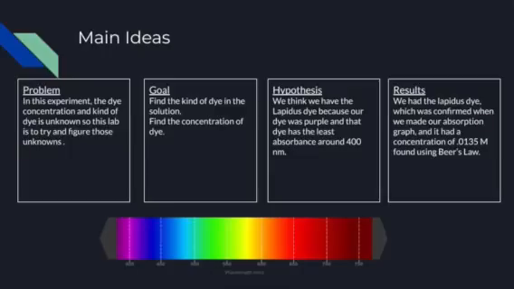The problem in this experiment is that the dye concentration and the kind of dye is unknown, so we are going to have to try to find those. This is our goal. Our hypothesis is that we think we have the Lapidus dye because our dye was purple, and that dye had the least absorbance, around 400 nanometers. The results concluded that we have Lapidus dye, which was confirmed when we made our absorption graph, and it had a concentration of 0.0135 molar found using Beer's law.